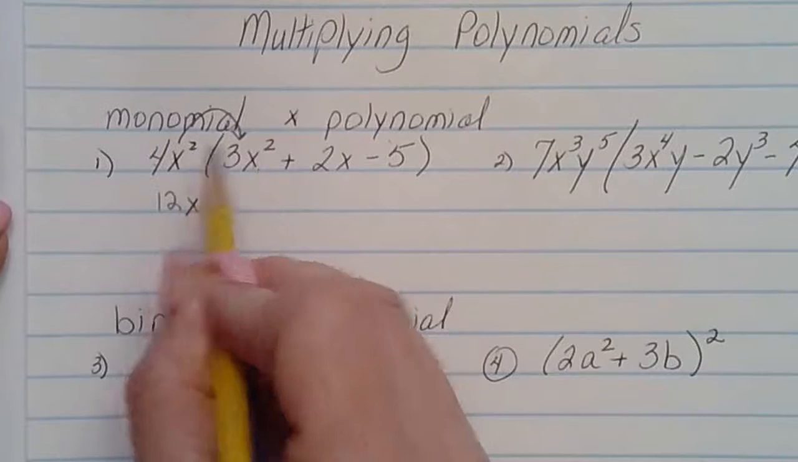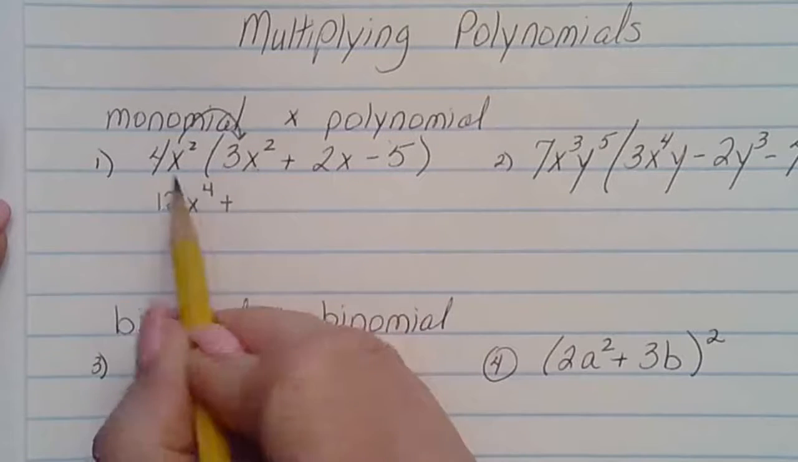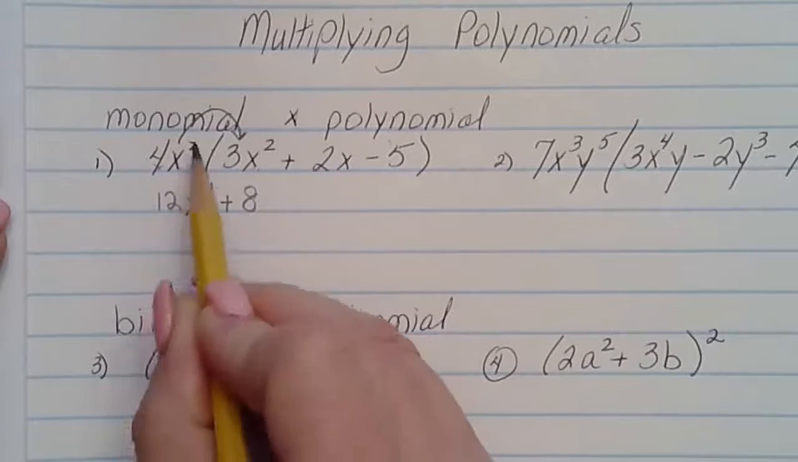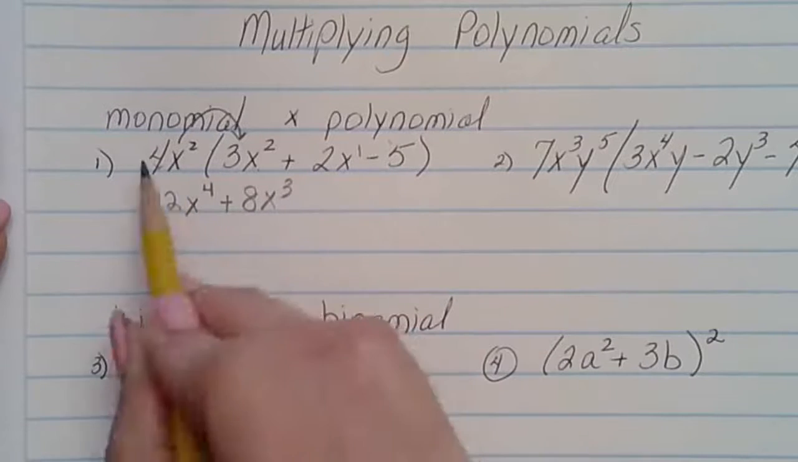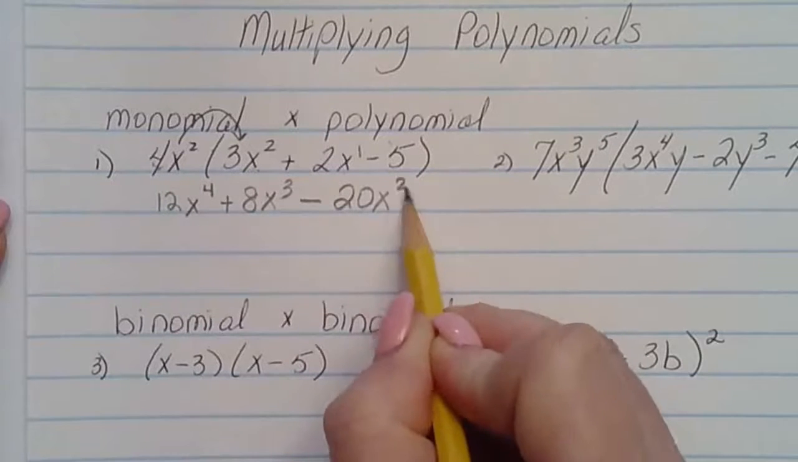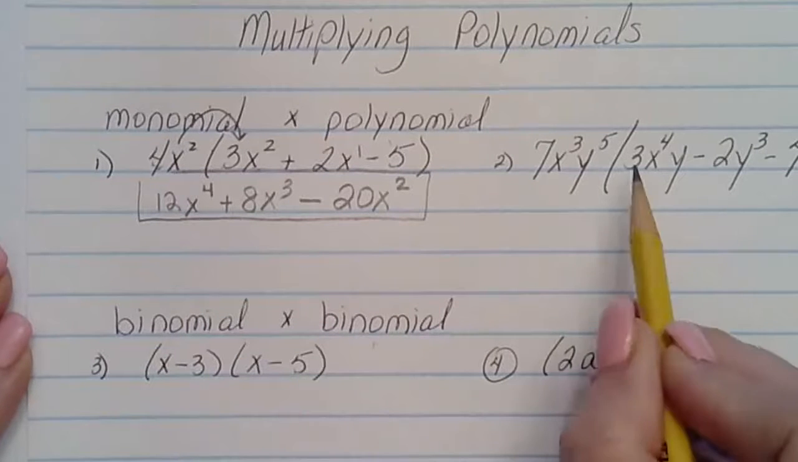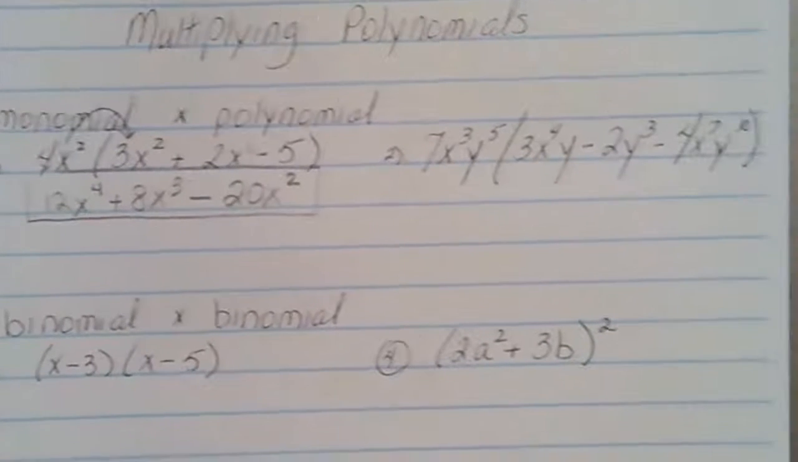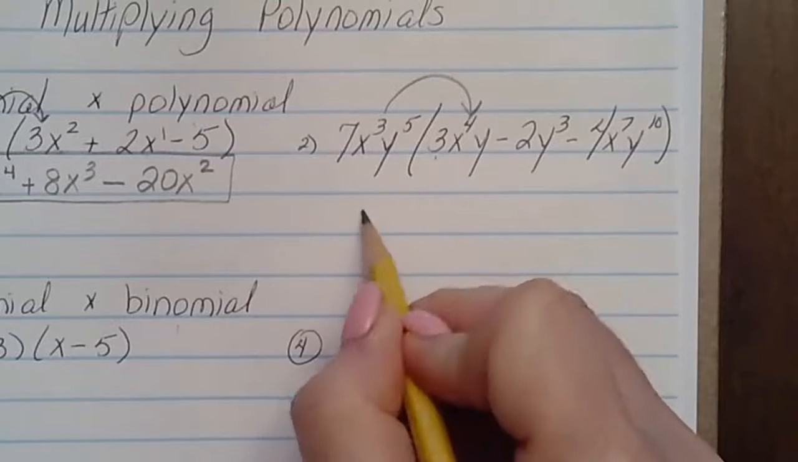Here's number 2. Distribute. Looks intimidating. One piece at a time. We got this. 7 times 3, 21. Multiply your x's. 3 plus 4. Multiply your y's. Oh, there's no y exponent, so we put a 1 there. 7 times 2 is 14. Positive times a negative, the number is 28. x to the 10, and y to the 10 plus 5. Oh, there's that. 15. Done.